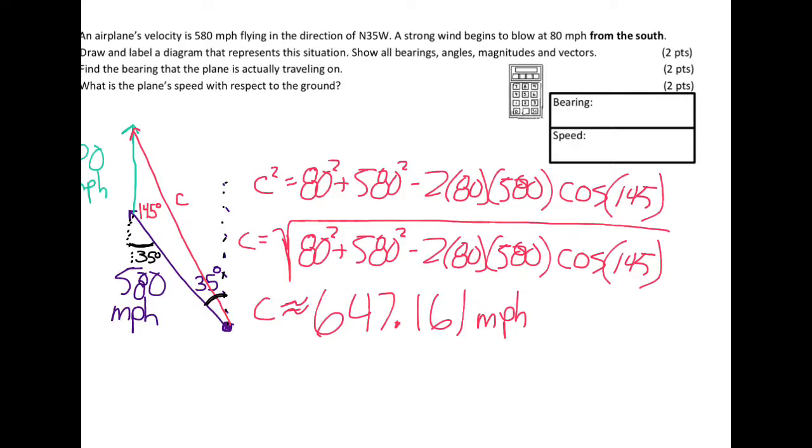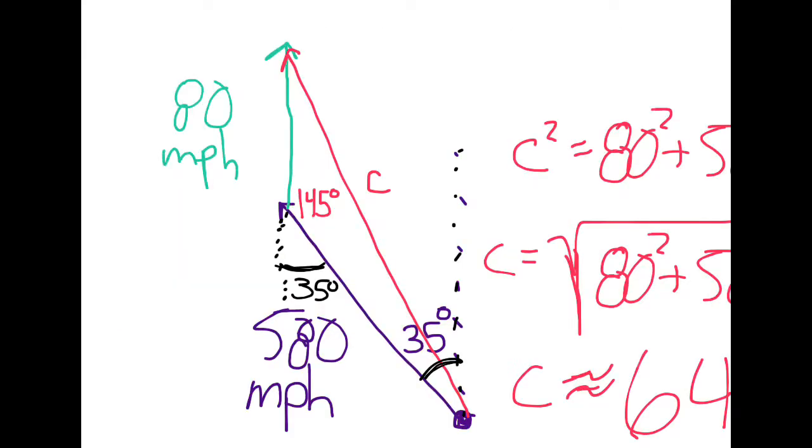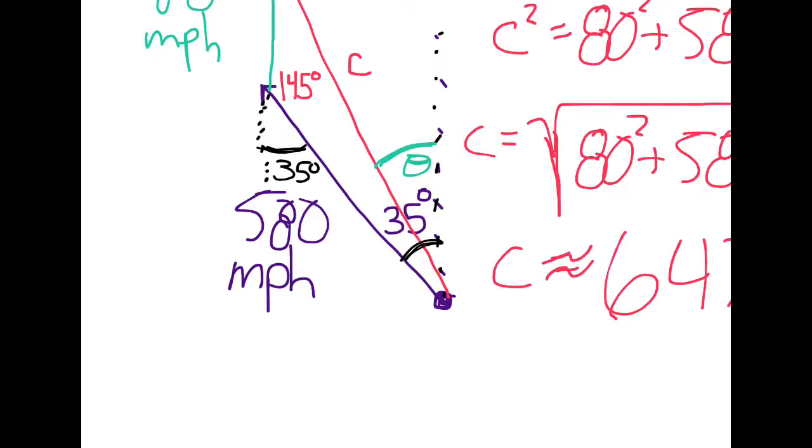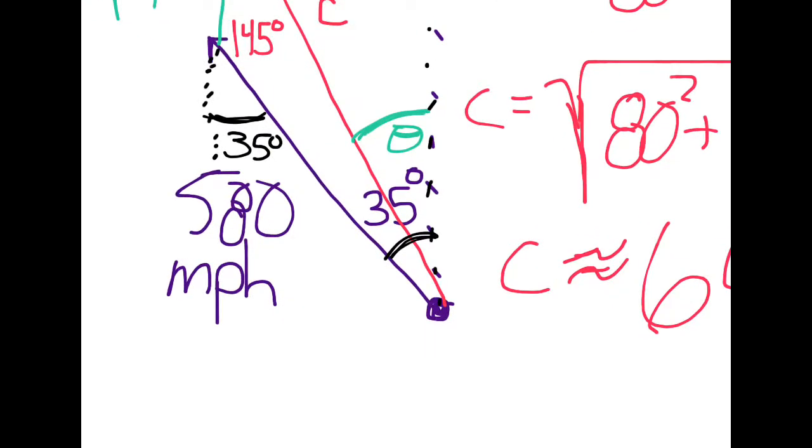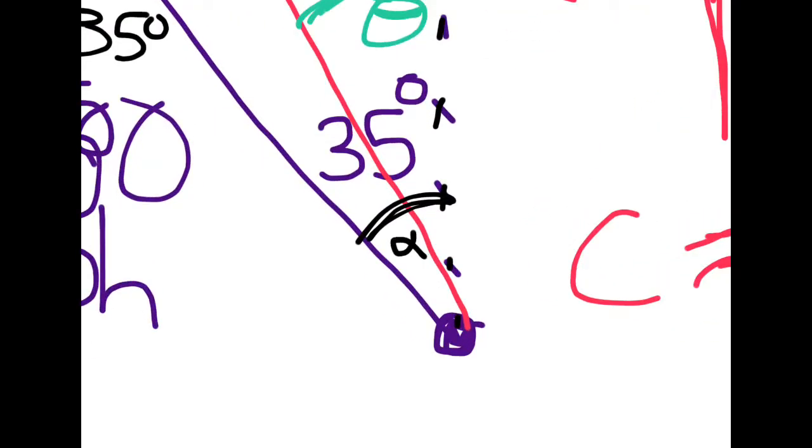So that would be our answer to part C, 647.161 miles per hour, but we still need to figure out the bearing. So if we're trying to figure out the bearing that this plane is actually headed on, that is asking us for this angle right here. Let's call that theta, because the bearing is going to be measured off of that north line. The pink is showing us where the plane's headed, so we know that whole angle is 35, so we need to find that theta right there. So if we can find this angle inside of the triangle, it's teeny tiny, let's call that angle alpha right there.